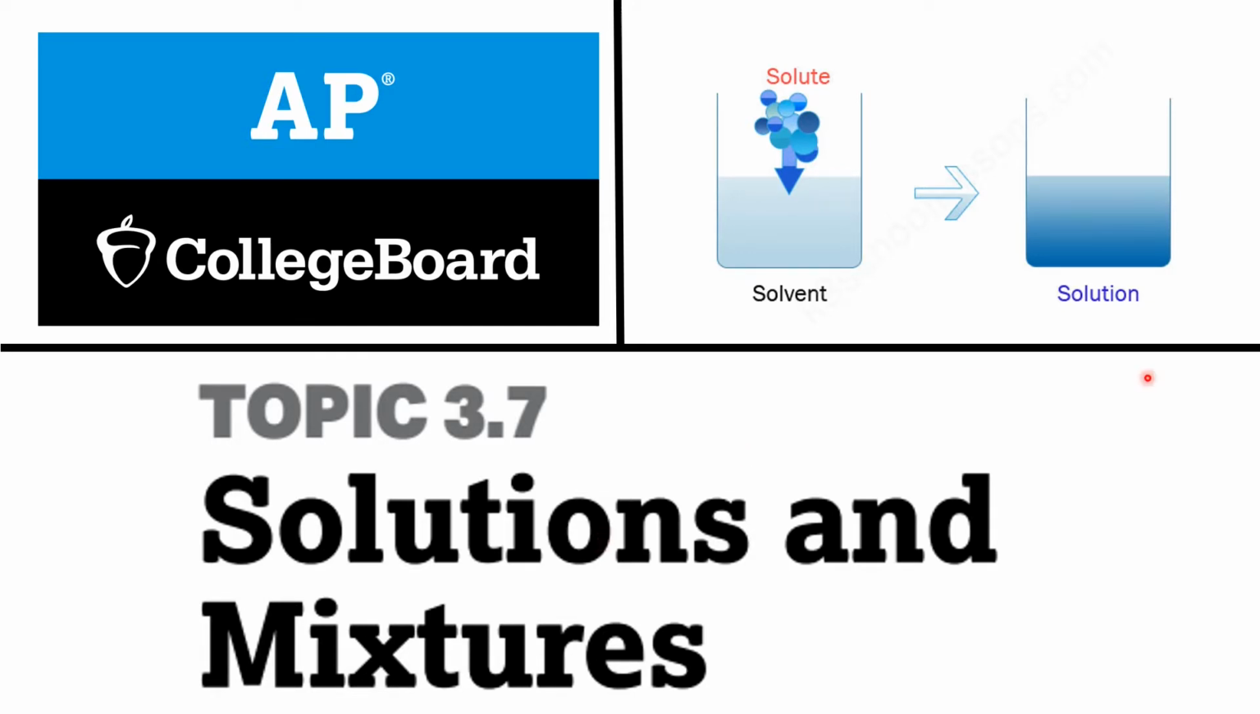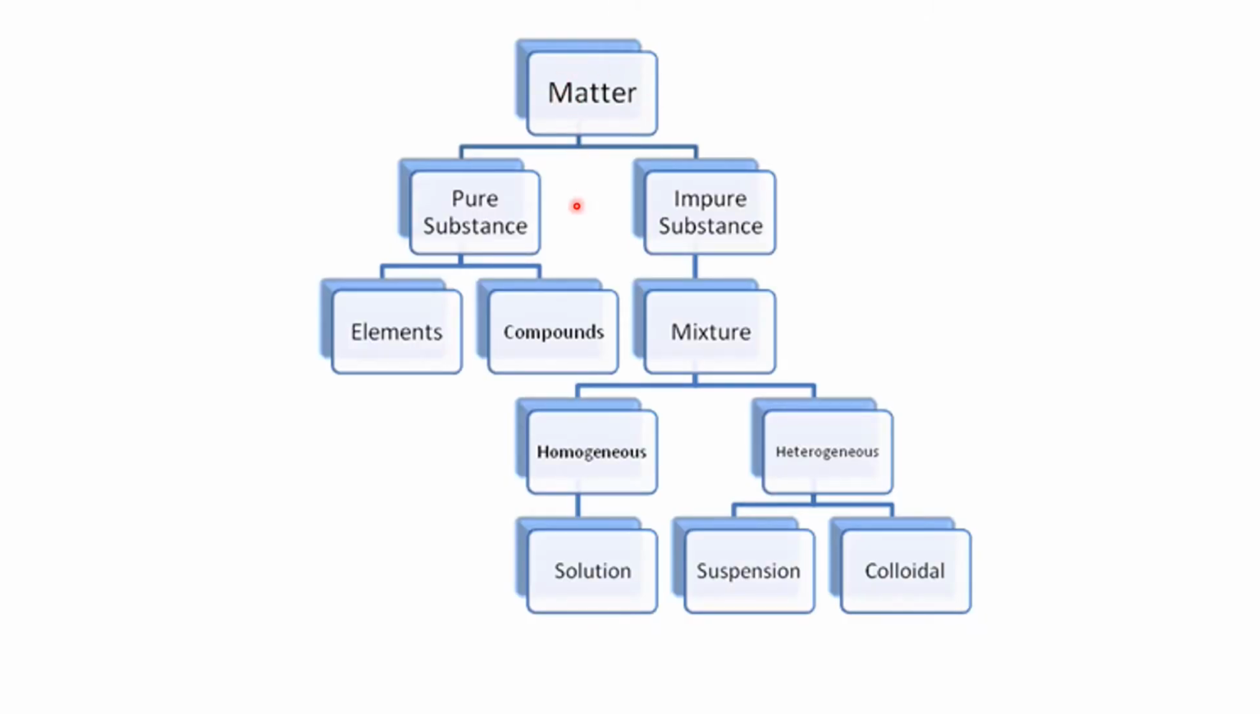So let's start. Basically, matter can be divided into two types. One is pure substance and another is impure substance. Pure substance is further divided into elements and compounds. We already know what these are, and the impure substance is further called a mixture because it is formed of two or more types of substances.